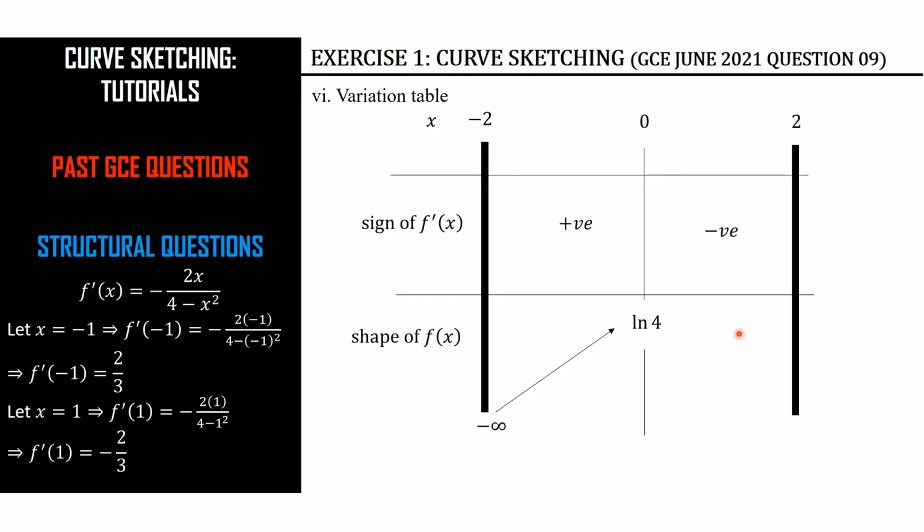Now in the interval 0 to 2, the derivative is negative, meaning the function is decreasing. But where does it decrease to? So you see that it decreases from ln 4 and it ends at what? It ends at -infinity, because -infinity is the limit as x approaches 2 of the function. So clearly you see that it increases and then decreases. So this turning point here is called a maximum turning point, and you can clearly see that it is actually a turning point because the derivative changes sign as it passes through that point. So that is the variation table of our function.